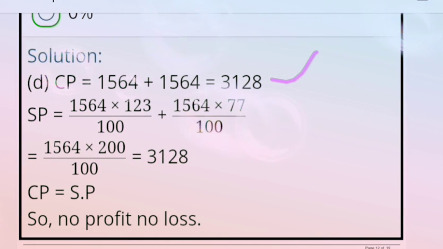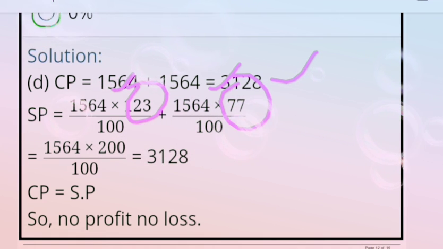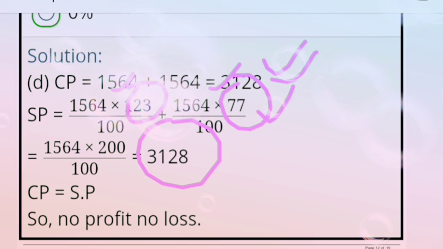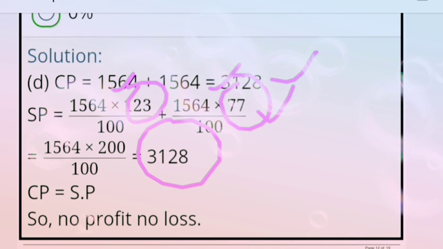Now in the case of both items, one is providing profit and the other is providing loss. So on the basis of profit, we multiply by 123, and for the loss we reduce the 23 from 100, so we get 77. After solving this, we get SP equal to the same value as the CP. So we say that there is no profit and no loss. Now come to the next question.